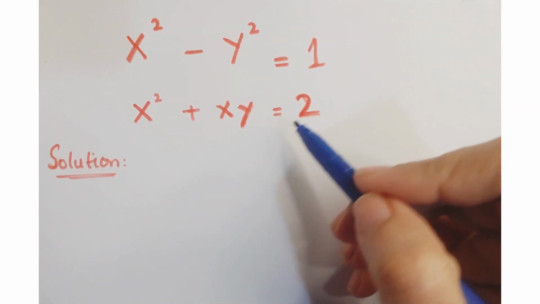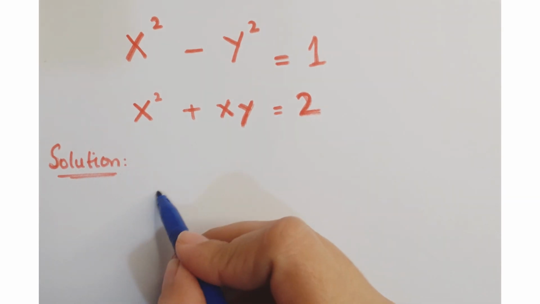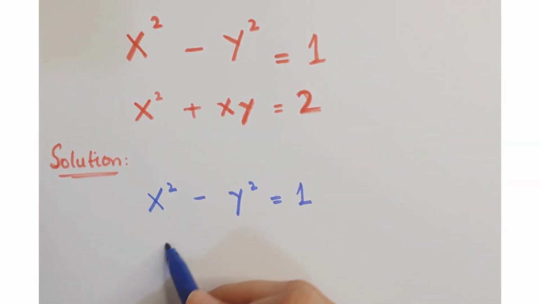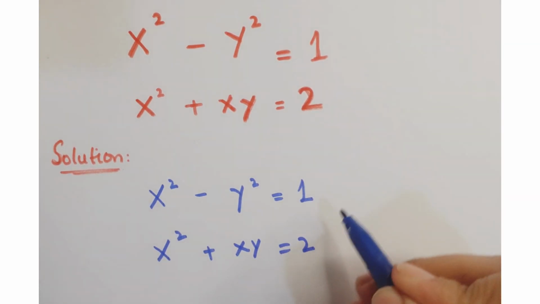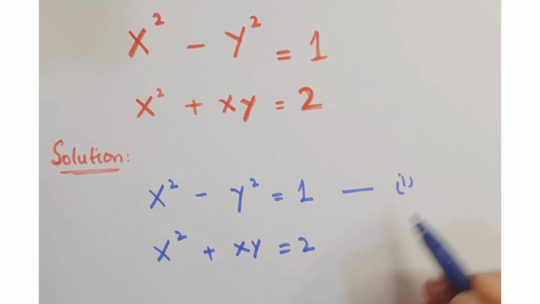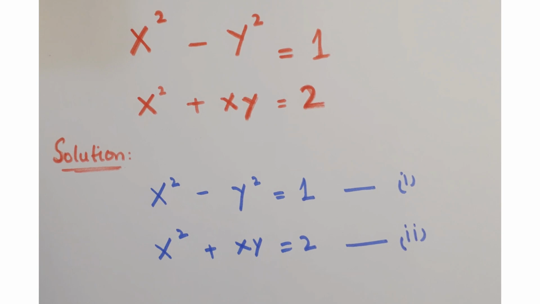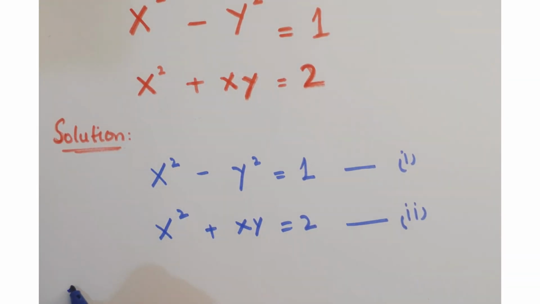Hi guys, look at this question. The question is x square minus y square is equals to 1 and x square plus xy is equals to 2. So there is a system of equations in which there are two variables and two equations and we have to find the values of x and y. Call this equation 1 and this equation 2.